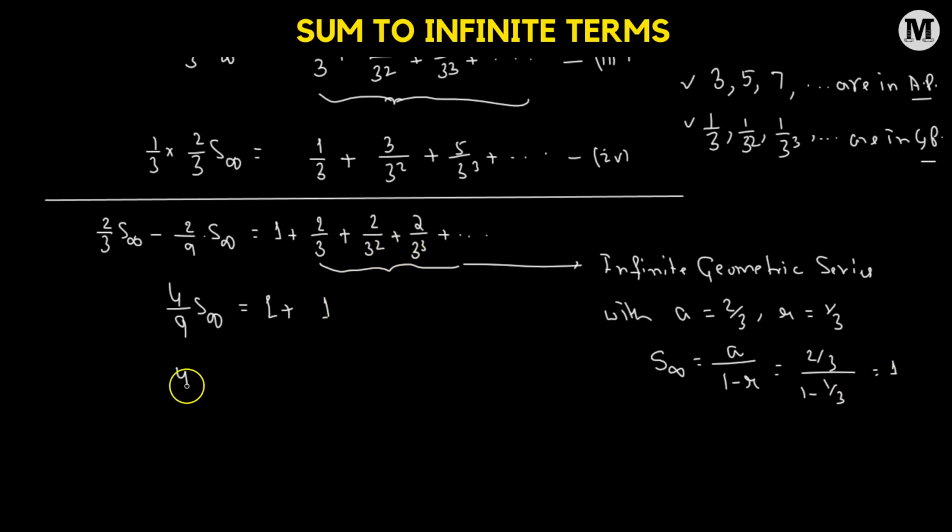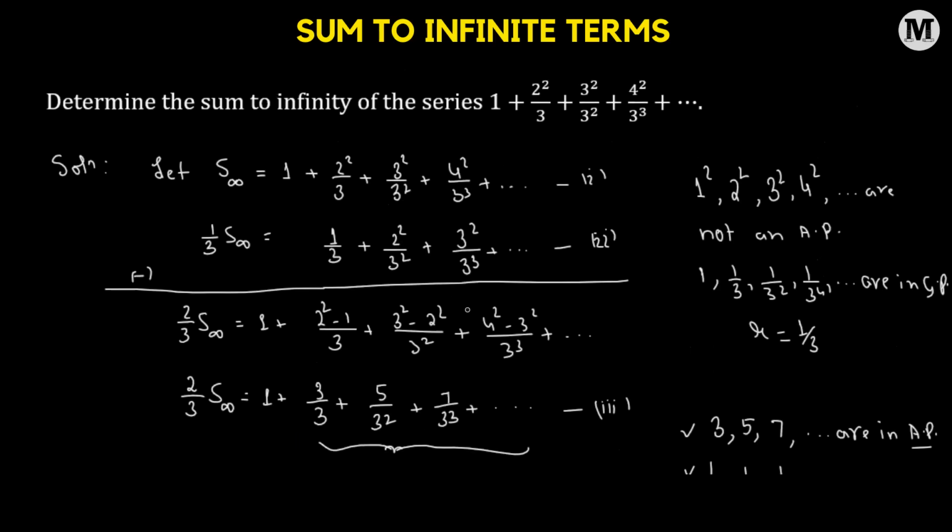Now we have 4 over 9 times the sum of the infinite terms equal to 2. So the sum of the infinite terms comes out to be equal to 9 over 2. So therefore, the sum up to infinite terms of the given infinite series comes out to be equal to 9 over 2.